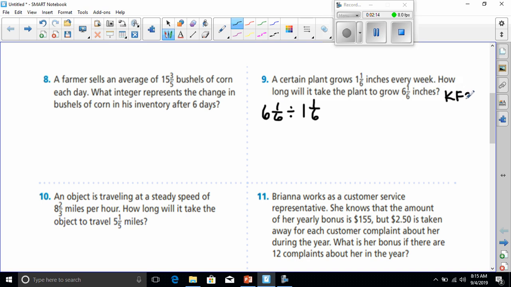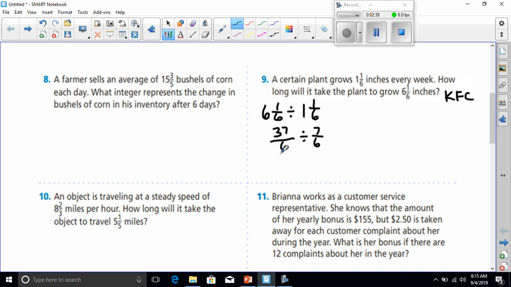To grow this amount, we have to divide it by there, so let's use our KFC method. Keep, flip, change. And if we do that, first we have to turn these into improper fractions. 6 times 6 is 36 plus 1 makes 37. And that's 37 over 6. And we'll be dividing that by 6 times 1 is 6, and plus 1 would be 7 over 6. And now we use the keep, change, flip.